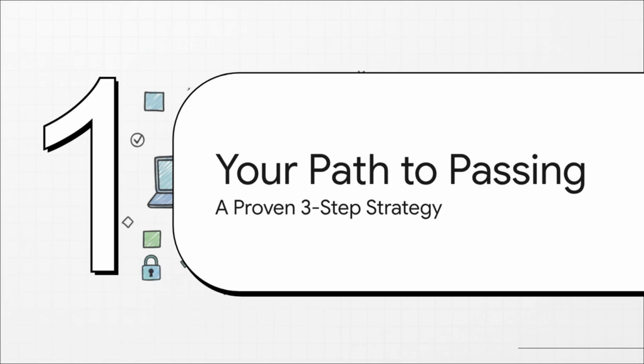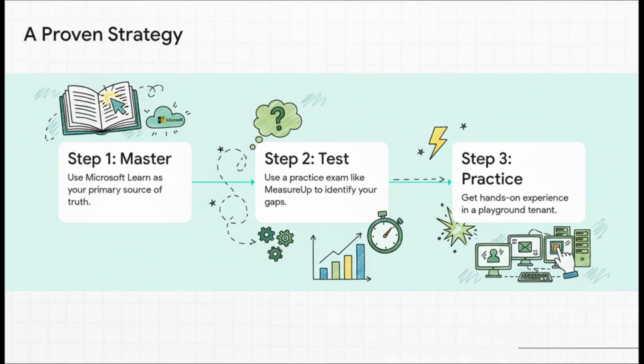So let's walk through the 3 essential steps to get you certified. The strategy is really straightforward and it's super effective. First, master the official material. Use Microsoft Learn. That's your single source of truth. Second, test yourself. Use a good practice exam to figure out what you don't know. And third, and honestly, this is the most important part, you have to get hands-on.